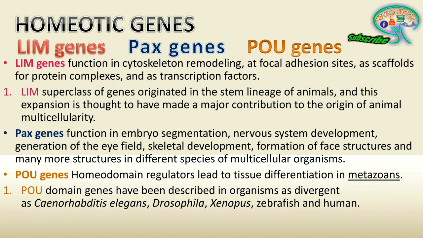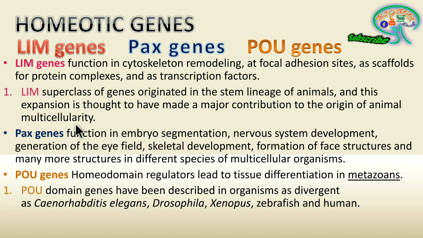Next are the LIM genes. They function in cytoskeleton remodeling at focal adhesion sites, as scaffolds for protein complexes, and as transcription factors. The LIM superclass of genes originated in the stem lineage of animals, and this expansion is thought to have made a major contribution to the origin of animal multicellularity. Now you can see that, compared to Hox genes, these are also responsible for the origination of animal multicellularity.